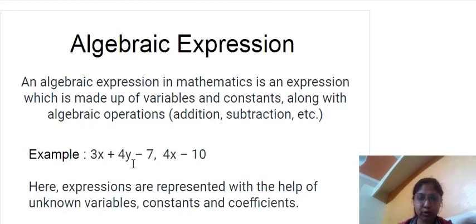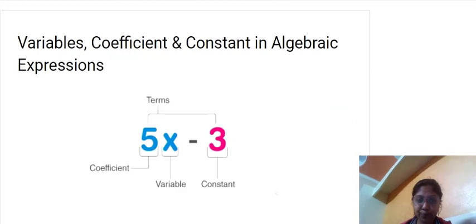Sometimes students also confuse between algebraic expression and equation. Basically, an algebraic expression becomes an equation if we equate the algebraic expression equal to 0. Still didn't get it? Okay, let's take a very simple example now.